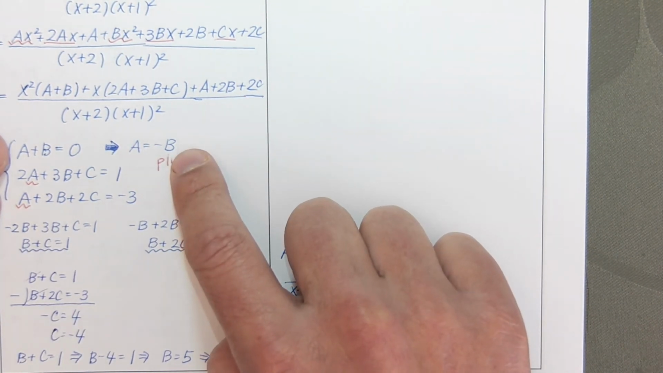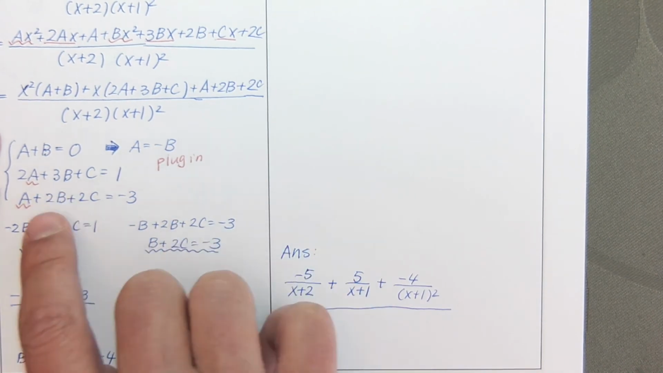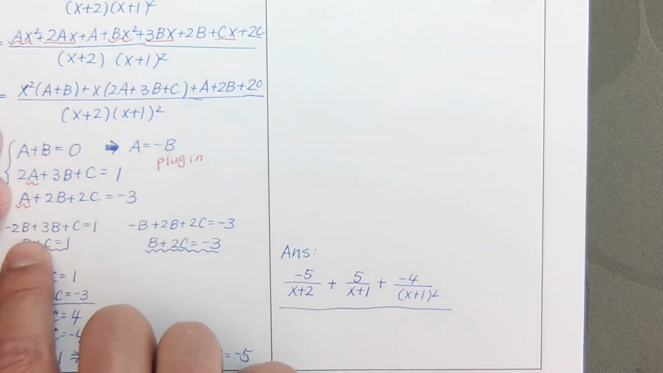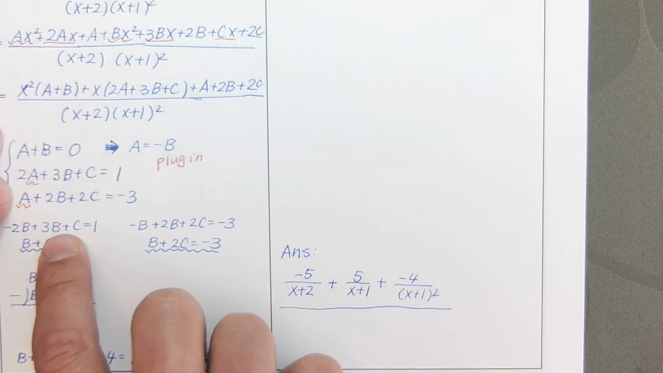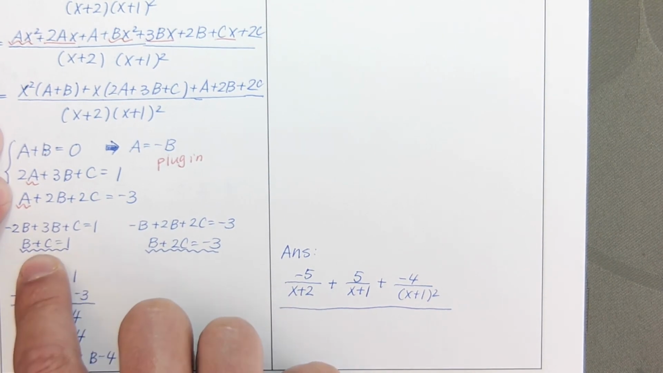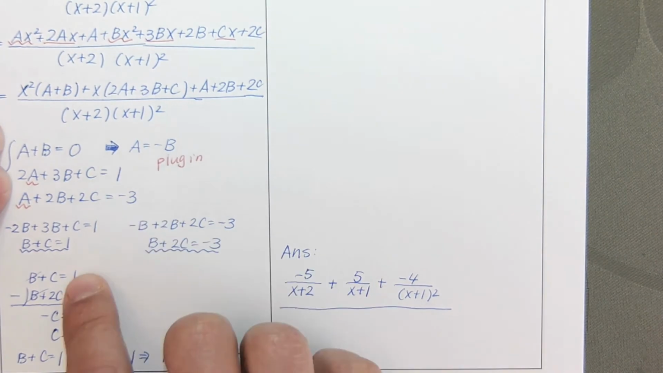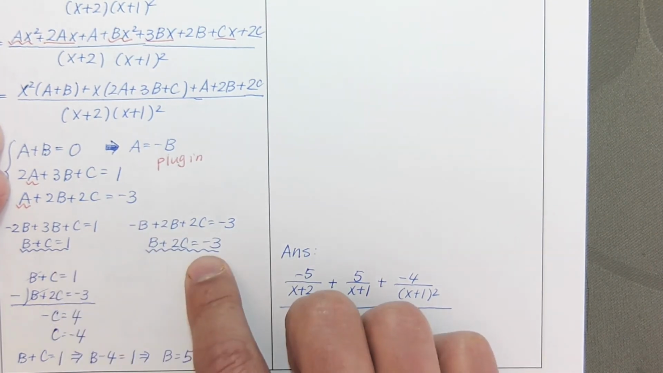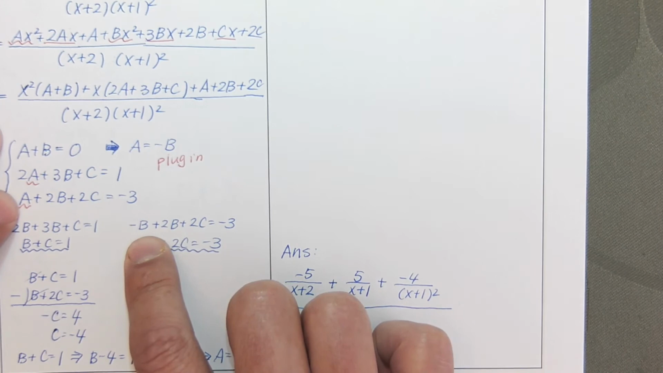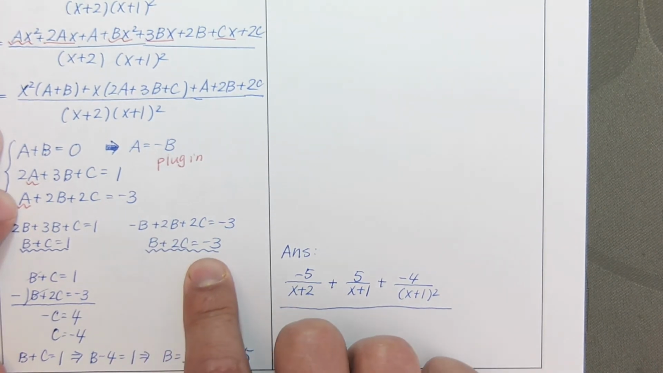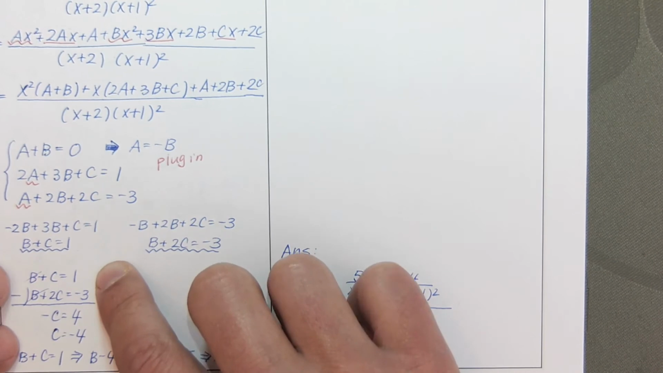I'm going to substitute in to here, -b plus 3b. Combine those up, I get b plus c equals 1. That's here. Plug -b into here. Combine up your like terms. So now I have two equations with two unknowns. And now we're going to solve that system.